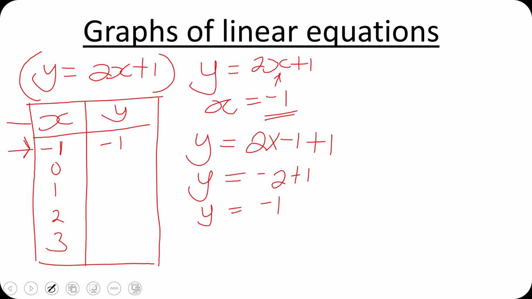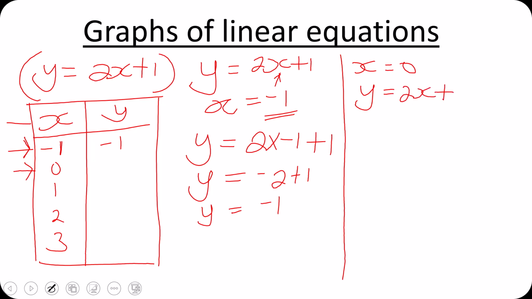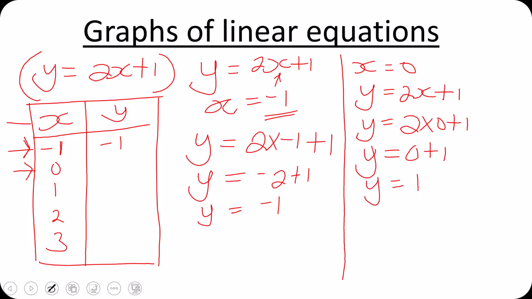Let's now look for the y value when x is 0. So we are going to still use our equation. When x is equal to 0, we shall bring 0 and put it in this equation of ours, which is 2x plus 1. And we're going to have y equal to 2 times 0, plus 1. Finally, we shall have y equal to 0 plus 1, and our y will equal 1. So when x is 0, then our y is 1.